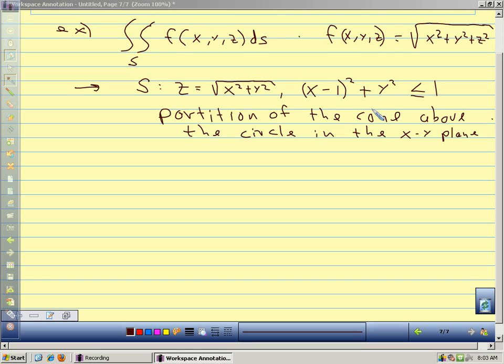So first, because we have an explicit form for our surface, we just need our partial derivatives to find our element of area. So dz/dx, I'm writing our partial derivative in different notation here, it means the same thing. dz/dx is x over square root of x squared plus y squared, and dz/dy equals y over square root of x squared plus y squared.